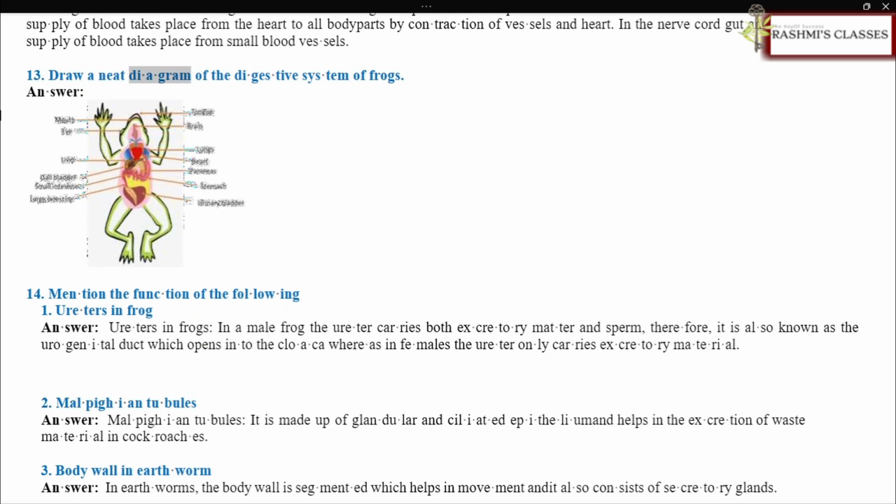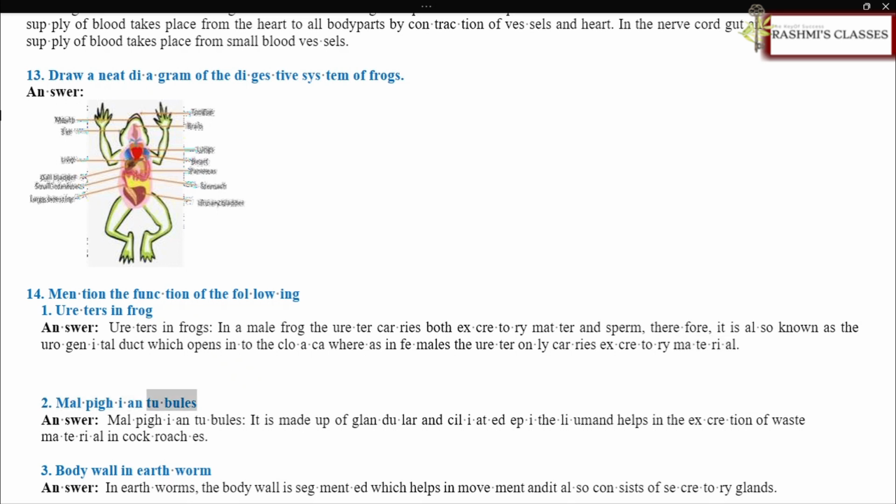Draw a neat diagram of the digestive system of frogs. Answer. Mention the function of the following. Ureters in frog. Answer: In a male frog, the ureter carries both excretory matter and sperm, therefore it is also known as the urogenital duct, which opens into the cloaca, whereas in females, the ureter only carries excretory material.